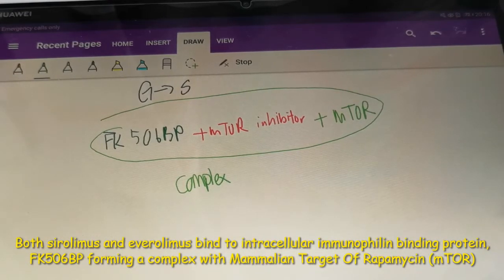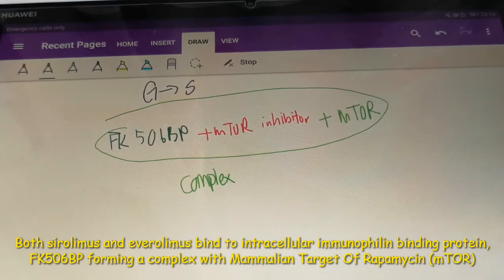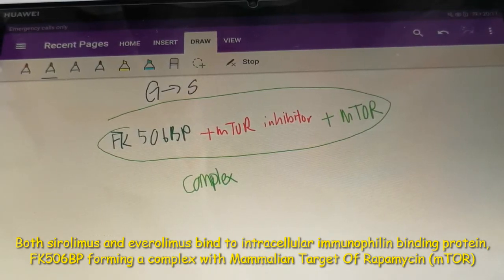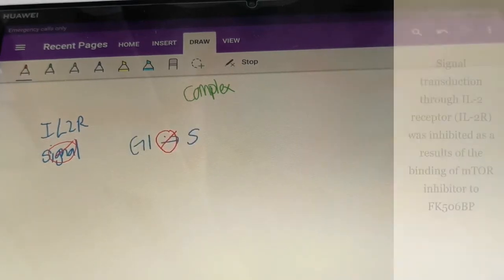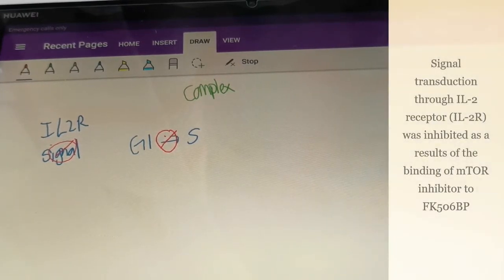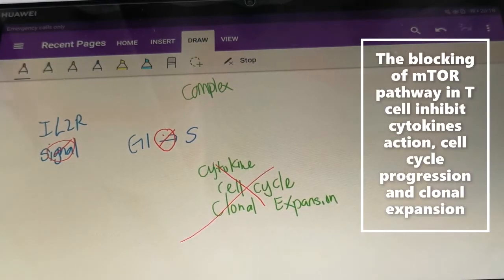mTOR inhibitor binds to the intracellular immunophilin binding protein FK506BP, forming a complex with mTOR. Signal transduction through the IL-2 receptor is inhibited as a result of the binding of mTOR inhibitor to the FK506BP. G1 to S phase of the cell cycle is interrupted in the absence of signal transduction from the IL-2 receptor. The blocking of the mTOR pathway in T cells inhibits cytokine action, cell cycle progression, and clonal expansion.